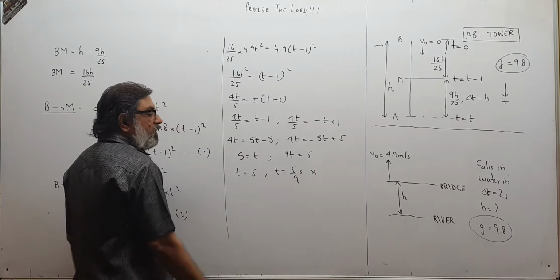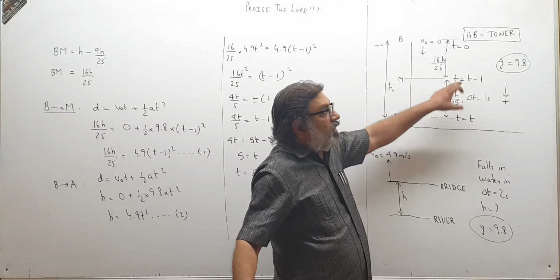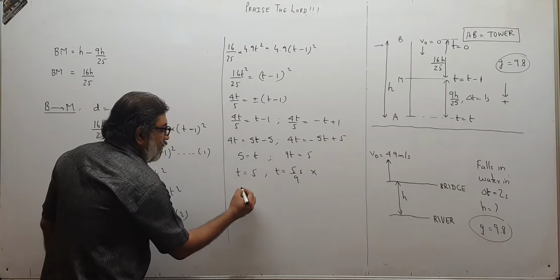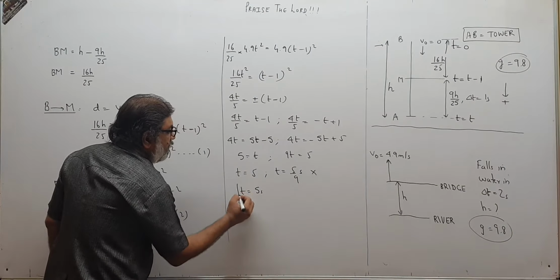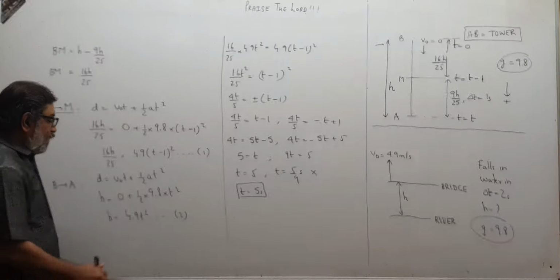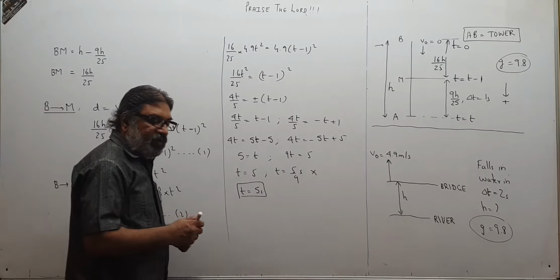This is not possible because this is less than 1 second and the body has already taken 1 second over here. That means the total time will definitely be more than 1. So this is ruled out. So t is equal to how much? 5 seconds. That means it will take a total time of 5 seconds to fall from the top to the bottom. If you write over here the value of t as 5, squared, you will get the height of the tower. That is the way to do it.